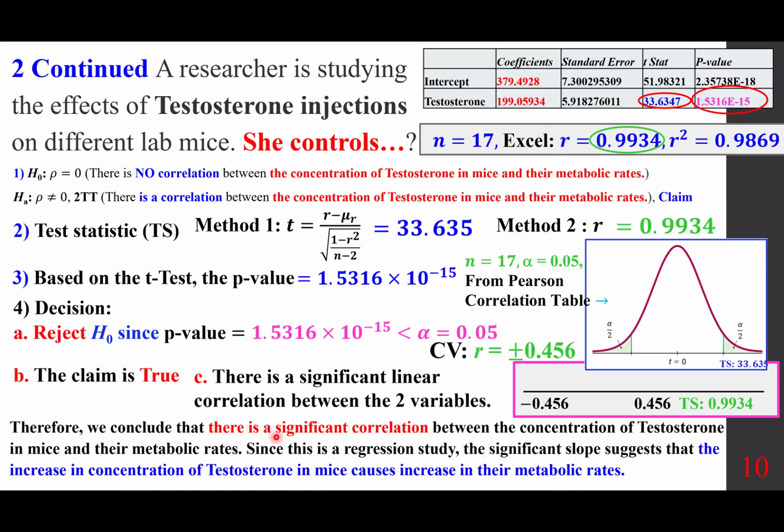Therefore, we conclude that there is a significant correlation between the concentration of testosterone in mice and their metabolic rates. Since this is a regression study, the significant slope, this one, almost 200, 199.05, suggests that the increase in concentration of testosterone in mice causes an increase in their metabolic rates. So that's very straightforward, everybody.